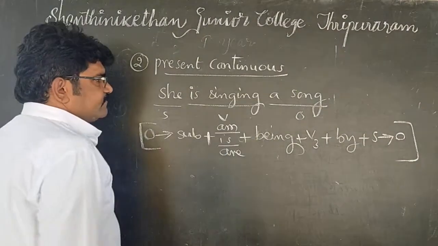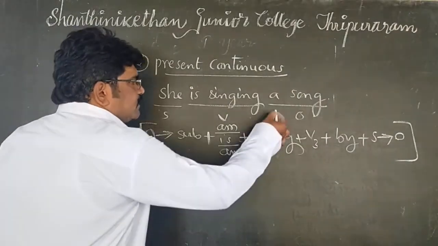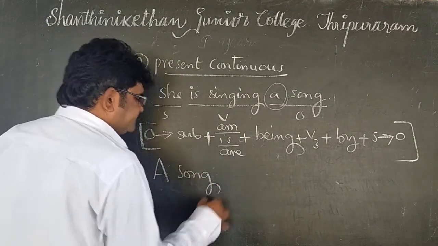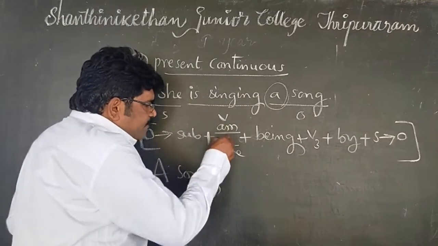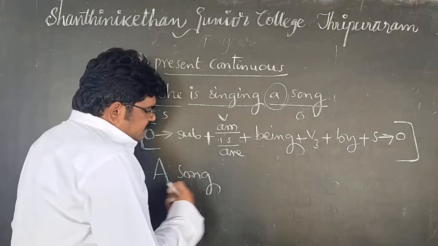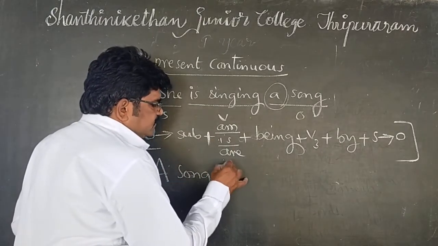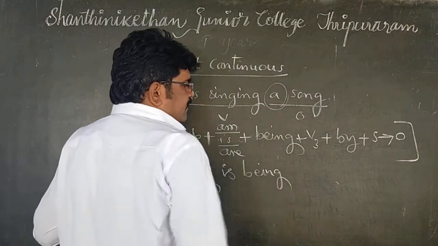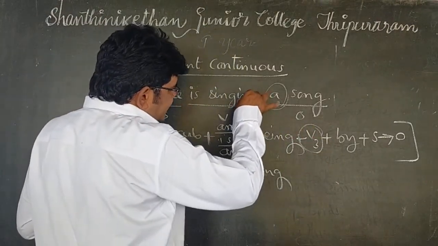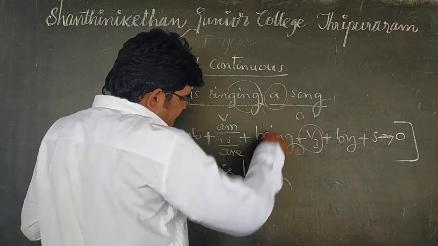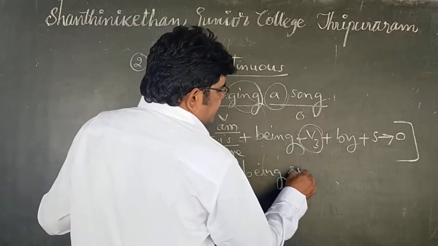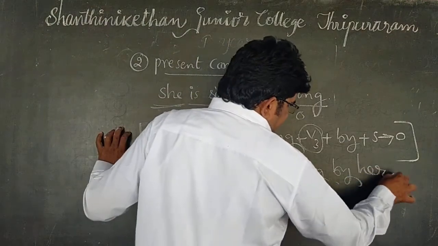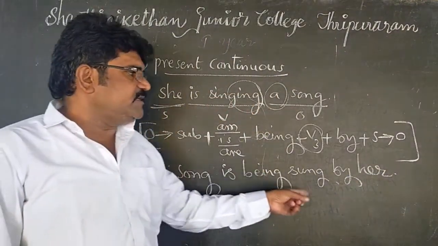Let us start the answer, please. Who is the object? Here, a song. Am I right? So the small letter can be changed to a capital letter. A song. Good. Among am, is, are, which one do we have to choose? Here, a song is a single number, so choose is. A song is. Next one, being. And V3 means here sing; already singing is changed to being here. Now the third form of sing is sung, by, and the subject she becomes her. So the answer is a song is being sung by her.